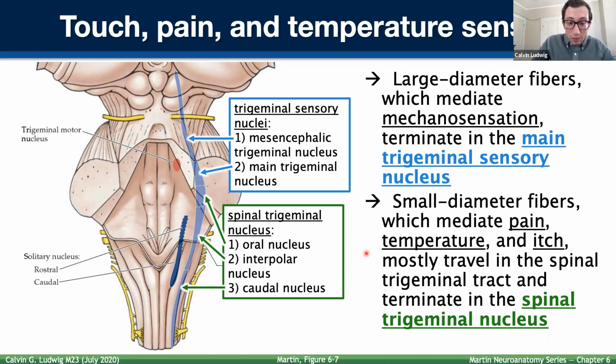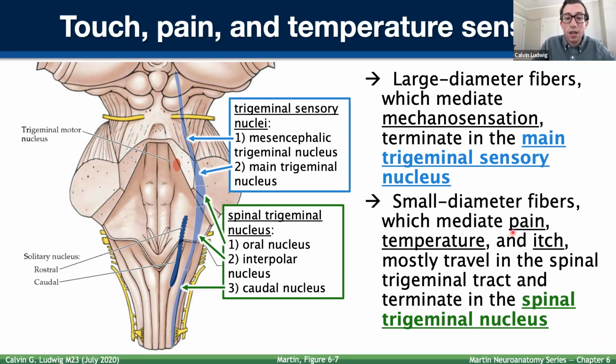So now, distinguishing between large and small diameter fibers. Large ones mediating mechanosensation terminate in the main trigeminal sensory nucleus, number 2 down here. Then small diameter fibers mediate pain, temperature, and itch. These mainly travel in the spinal trigeminal tract, which I'll point out later, and then they terminate in the spinal trigeminal nucleus, which has these 3 components that you can read here, and I will touch on those later.